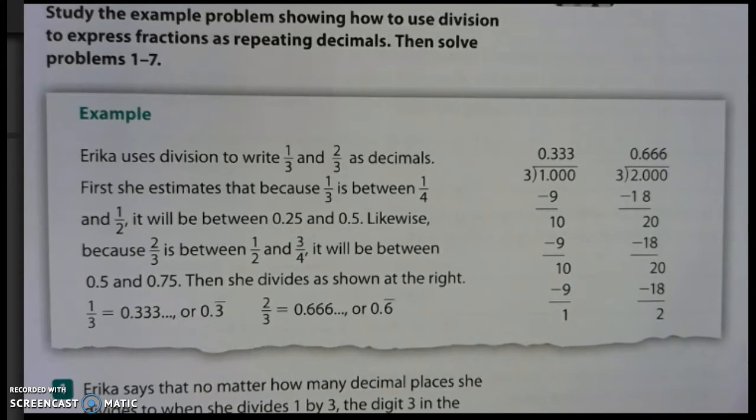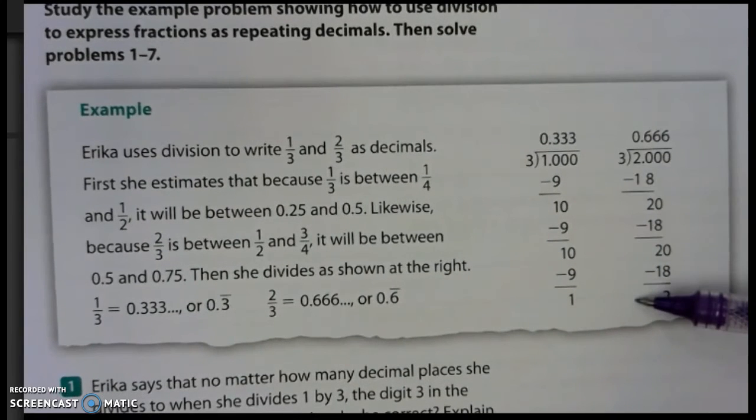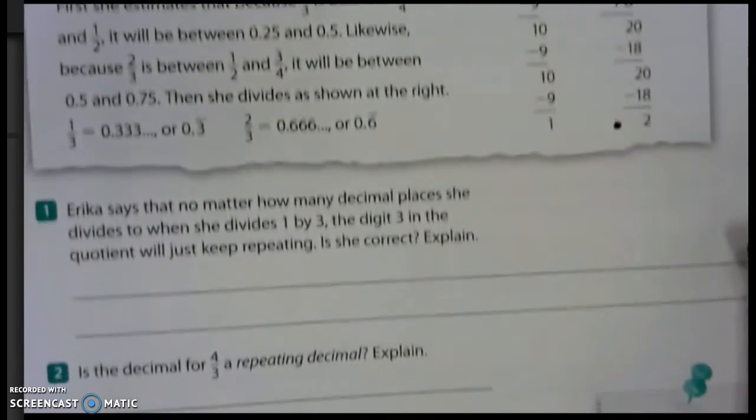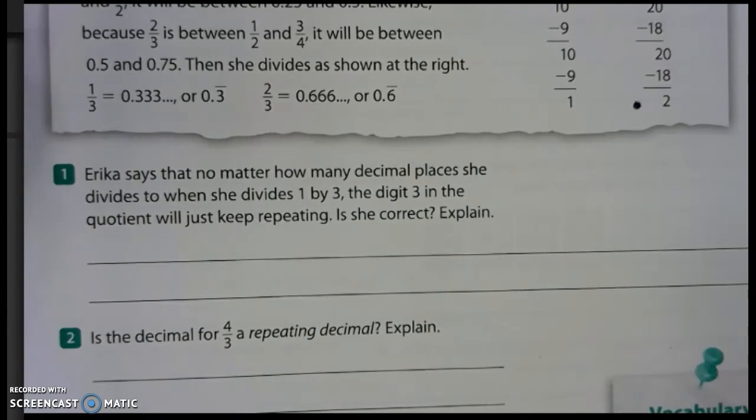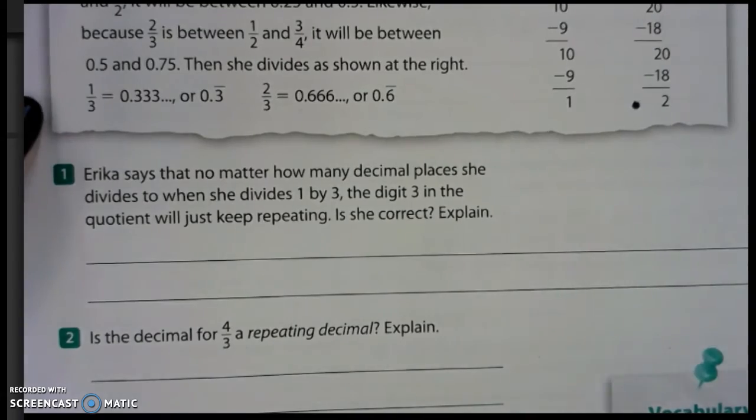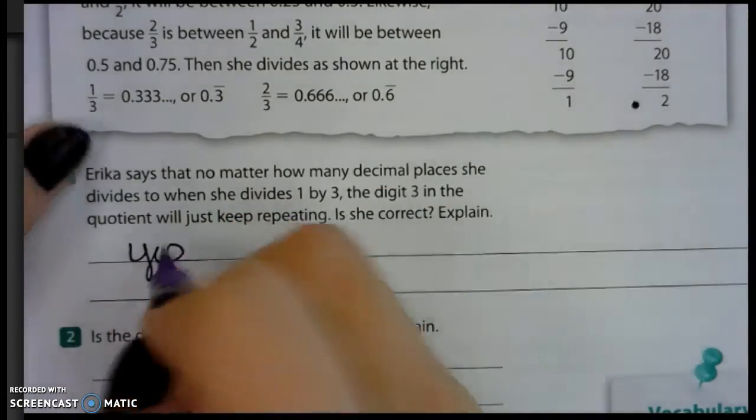You just divide the numerator by the denominator, and they're showing you what a repeating decimal looks like. Okay, you should always look through the examples. Number 1, Erica says that no matter how many decimal places she divides to, when she divides 1 by 3, the digit 3 in the quotient will just keep repeating. Is she correct? Explain. She is correct.